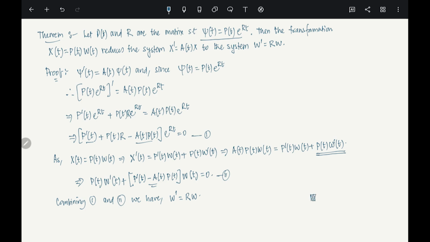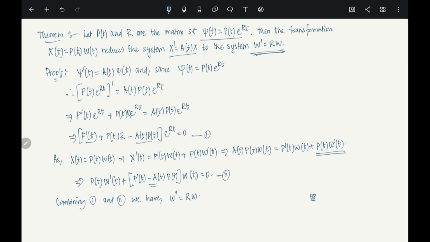So what did we show? We showed that if A is continuous and it is periodic, then the Floquet theorem says that you can break it up into an exponential matrix times a periodic matrix, and then using that you take a transformation which is x equals p times w, and you reduce the original variable coefficient equation to a constant coefficient equation. Let's say if I give you to solve this variable coefficient equation where A is nice and all these properties are satisfied, then if you can break it up into this P times e power R t, then you can actually know what R is.